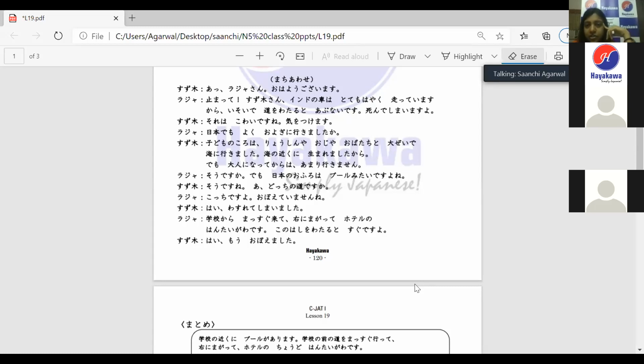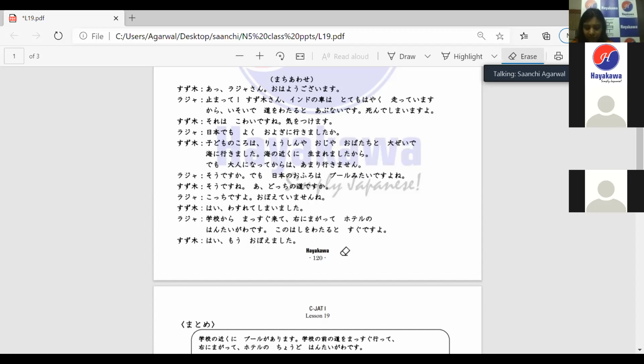Arigato gozaimasu, Shweta-san. So, Raja-san is saying, Gakko kara masugu kite. Migi ni magatte hoteru no hantai gawa desu. So from the school you come straight and then you turn towards the right. So it's on the opposite side of the hotel.